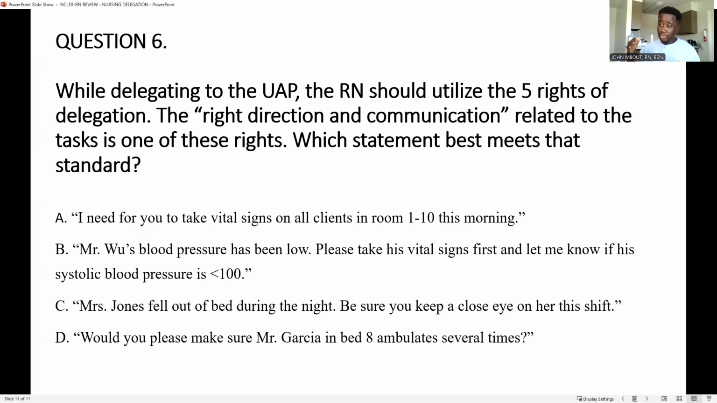Oh, do you get it? Give concise, specific, accurate instruction. The right answer is B. B is specific, right? Let me know if his blood pressure is less than this. C, be sure to keep a close eye. It's vague, okay? It's not specific. Close eye, what do you mean by that? D, ambulate several times. Several times, no, it should be specific, okay? That's it.